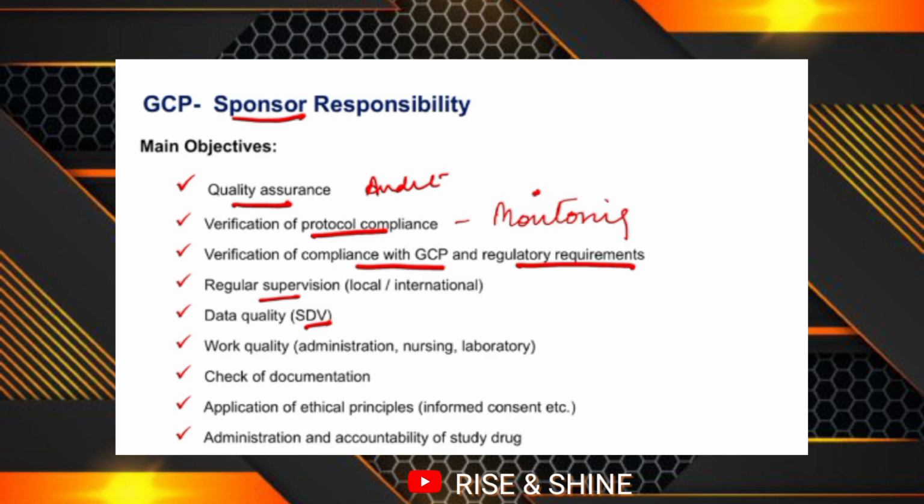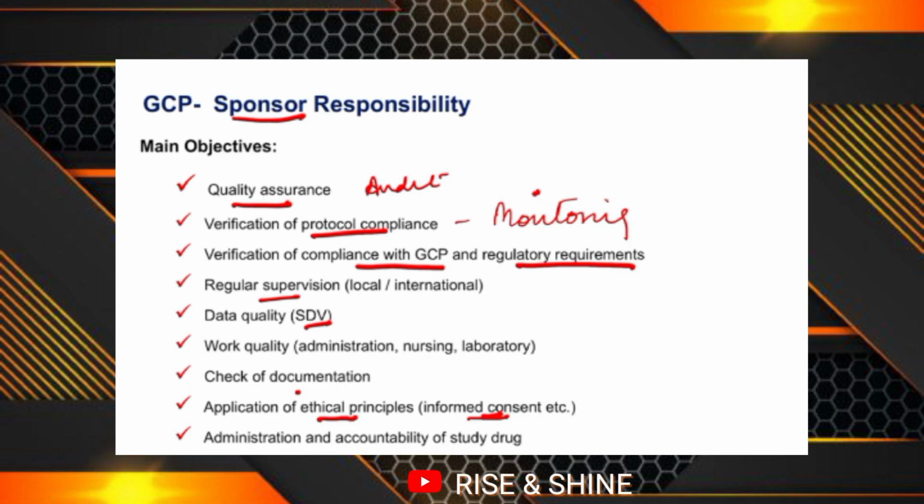Work quality, administration: is the staff up to date, is the staff sufficient, if someone has left, is new staff coming on, check on the documentation. Application of ethical principle, informed consent: is it happening in the right way? We will study informed consent in the GCP as well.